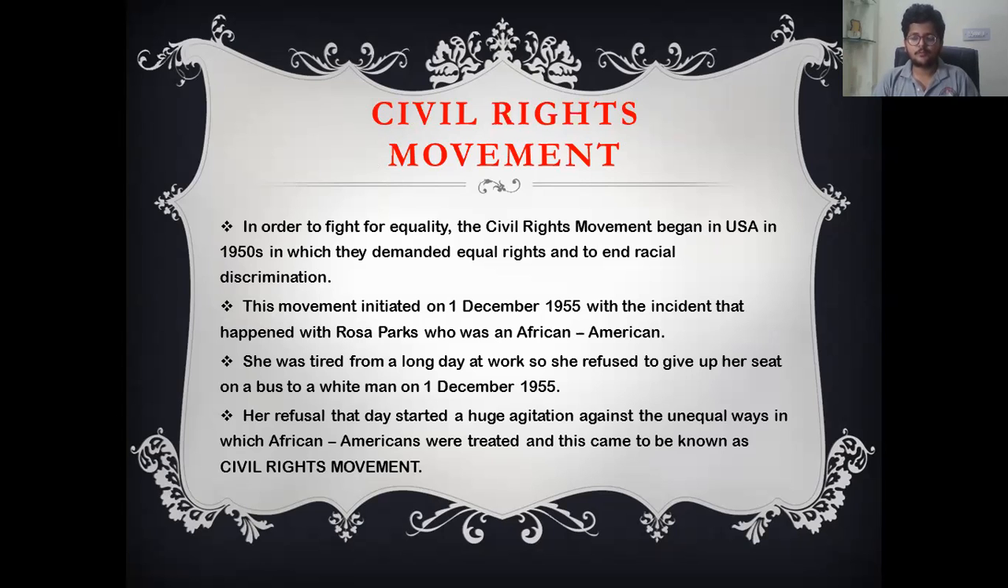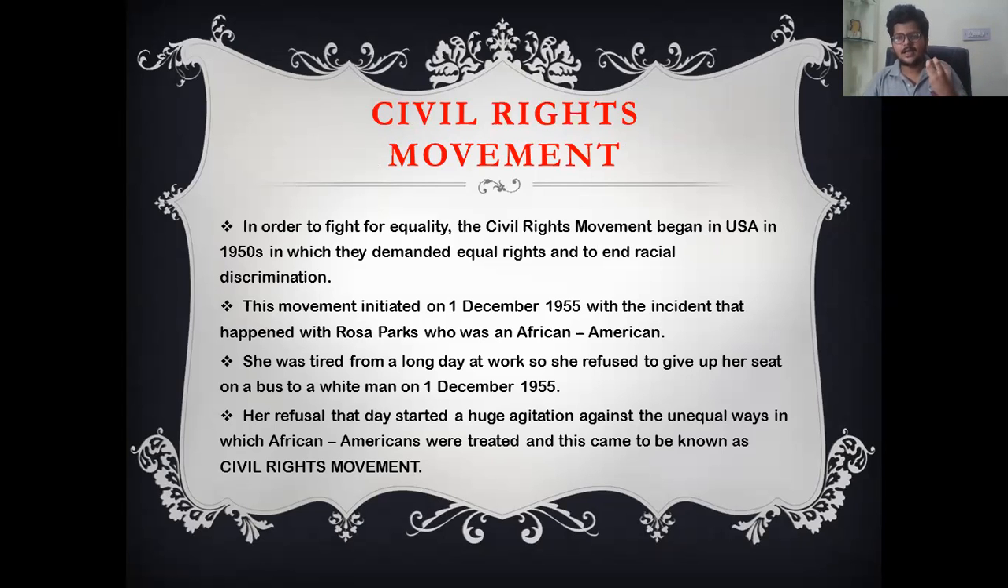Okay, for refusing to give the seat, the lady Rosa Parks was very badly treated. Her refusal that day started a huge agitation against the unequal ways in which African Americans were treated, and this came to be known as the civil rights movement.